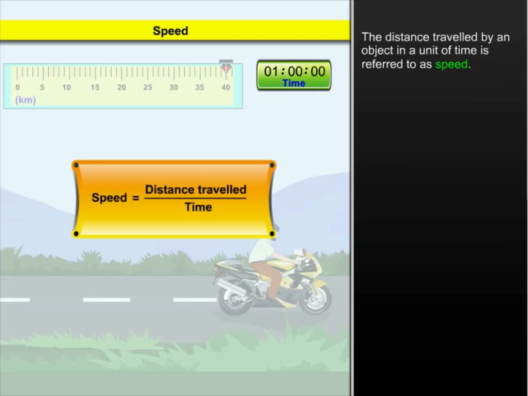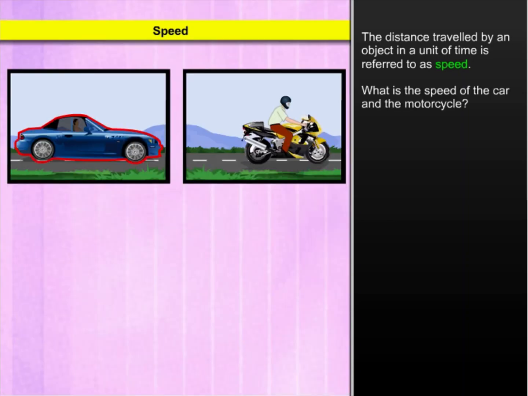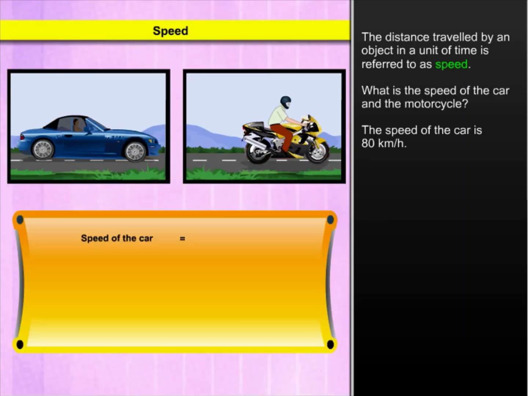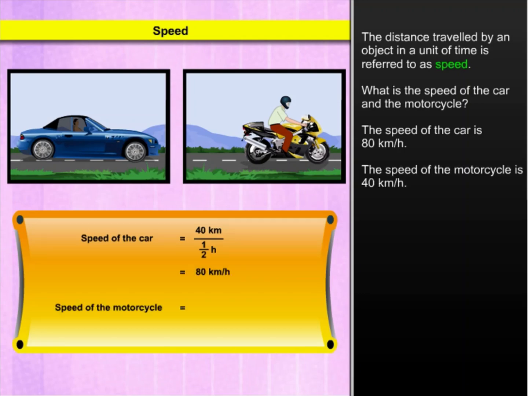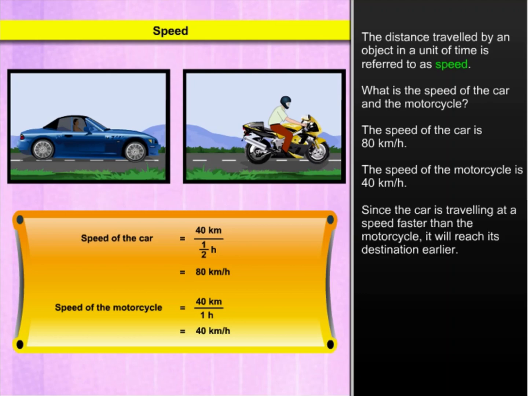The distance traveled by an object in a unit of time is referred to as speed. What is the speed of the car and the motorcycle? The speed of the car is 80 kilometers per hour. The speed of the motorcycle is 40 kilometers per hour. Since the car is traveling at a speed faster than the motorcycle, it will reach its destination earlier. What is the SI unit of speed? The SI unit of speed is meter per second.